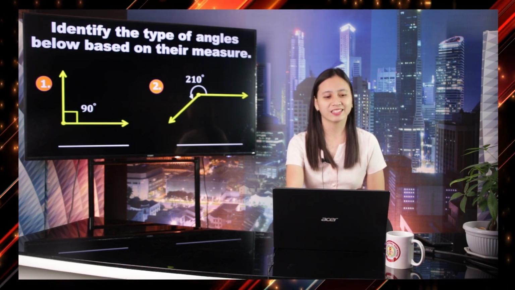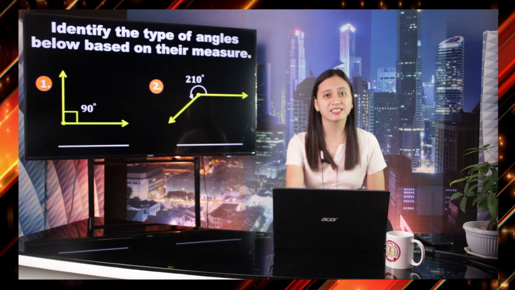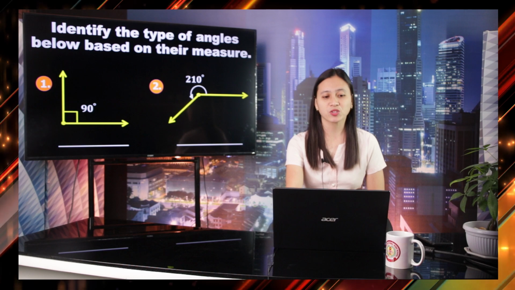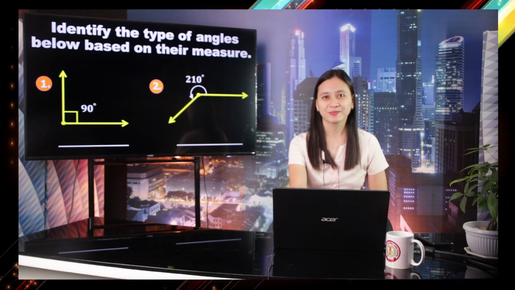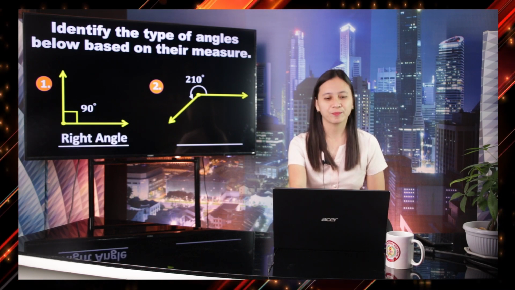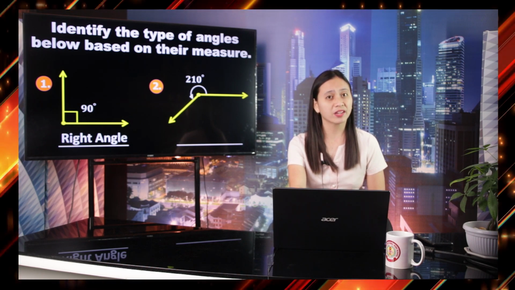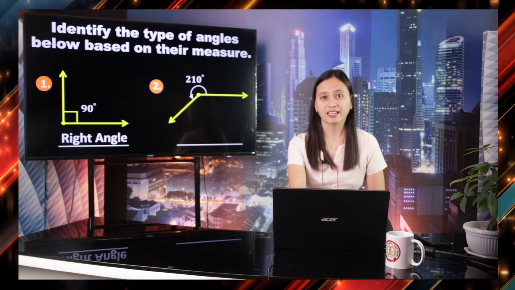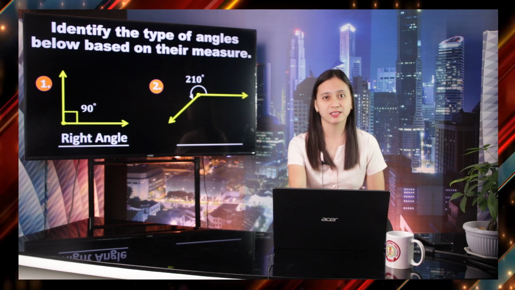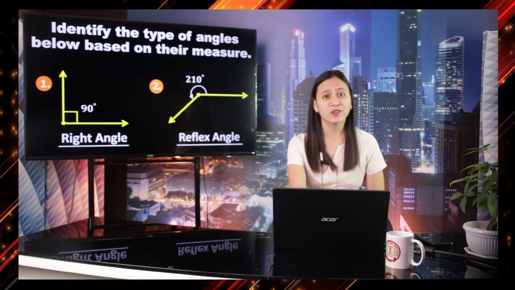Okay, let us start. Number 1, an angle that measures 90 degrees. The answer is right angle. Number 2, an angle that measures 210 degrees. Very good. The answer is reflex angle.